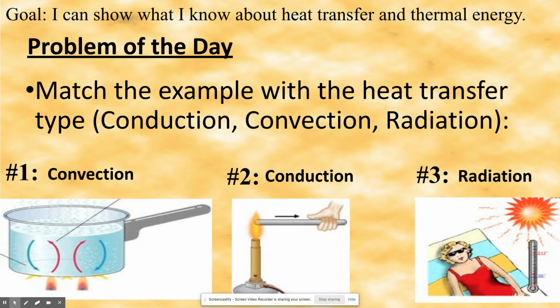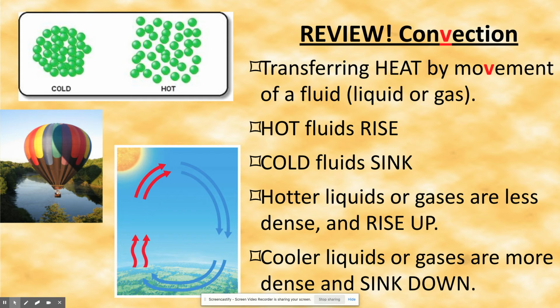And then conduction, because you're directly touching the metal rod. The heat is transferred from the flame through the molecules in the metal rod to your hand, and you're directly touching it, and you can feel the heat. And then radiation, because the sun rays can travel through space to heat up our Earth. All right, I bet you got those all right. Yay. All right, so just a quick review.